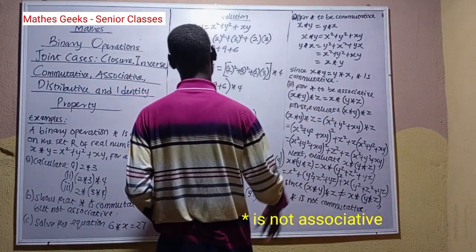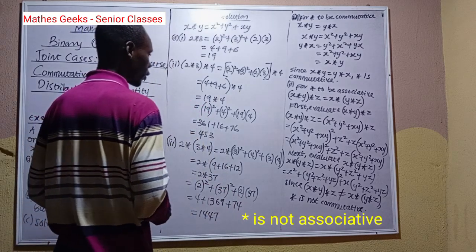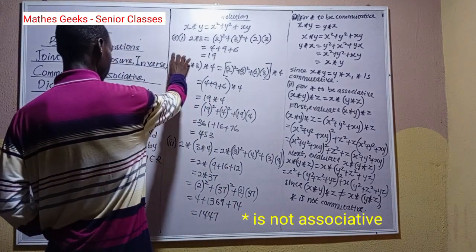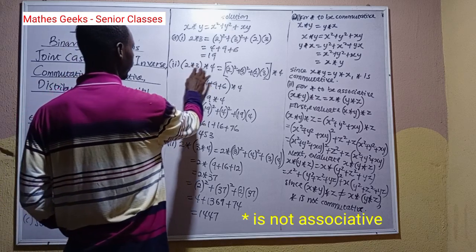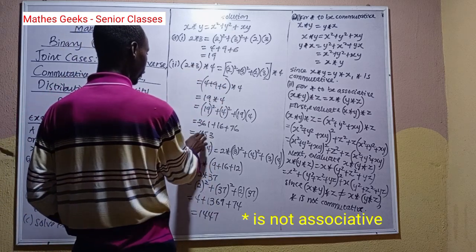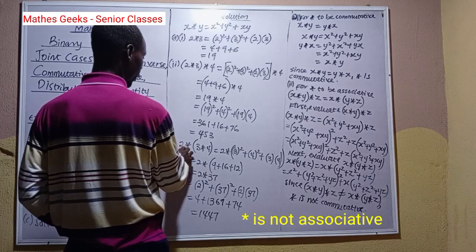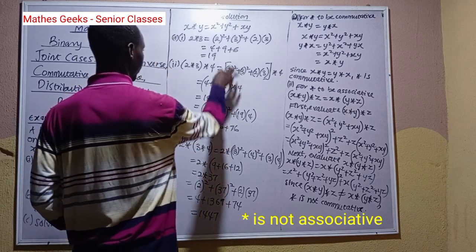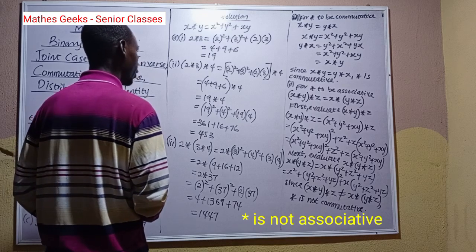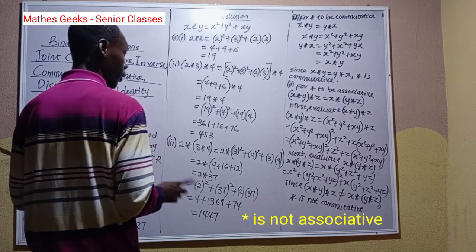Without even going through this proof, you could tell that star is not associative from this. So (2 star 3) star 4 gives us 453. So 2 star (3 star 4) gives us 1447. So the two answers are not the same. So the operation star is not associative, but is commutative.